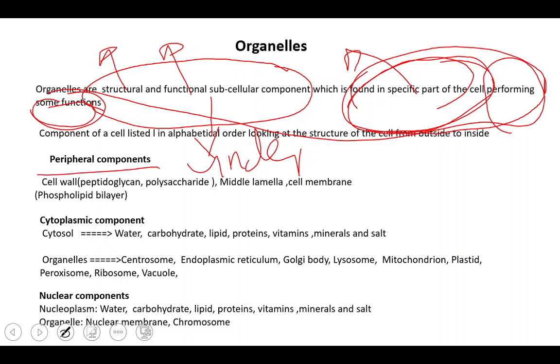Peripheral component, which is the peripheral region: they are cell wall, middle lamella, and cell membrane. I should let you know that all cells have a cell membrane, but only plant cells have a cell wall. Animal cells do not have it. And the cell wall can be peptidoglycan molecule or polysaccharide, while the cell membrane is a phospholipid bilayer.